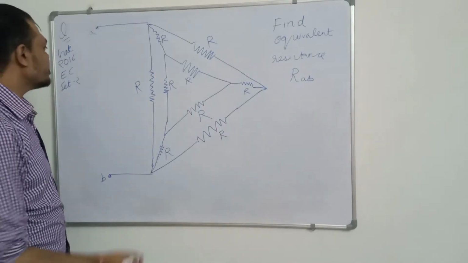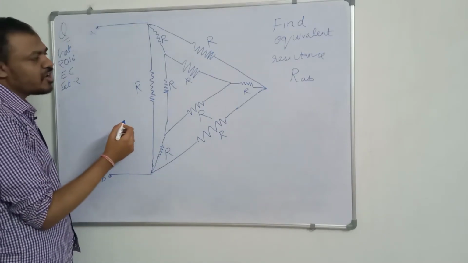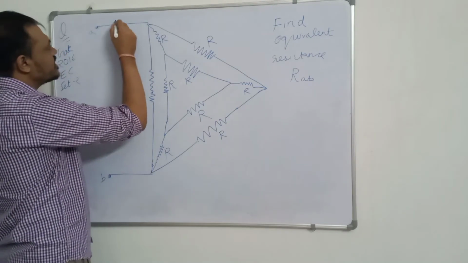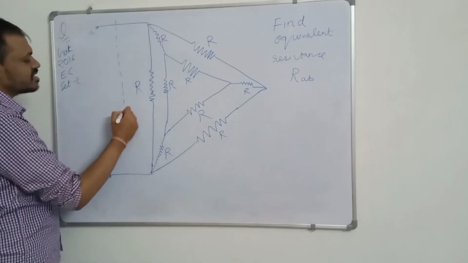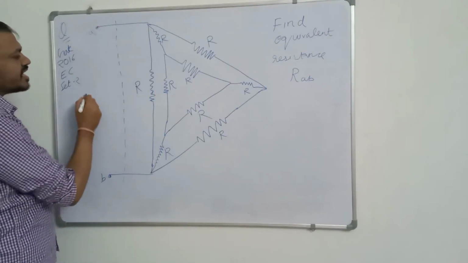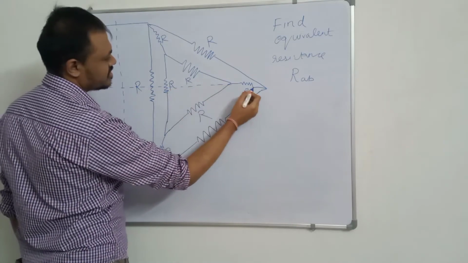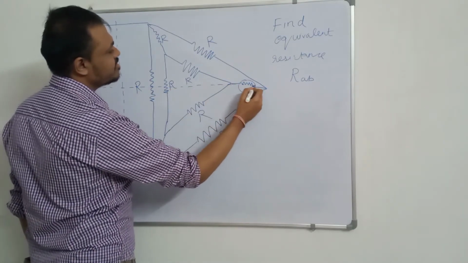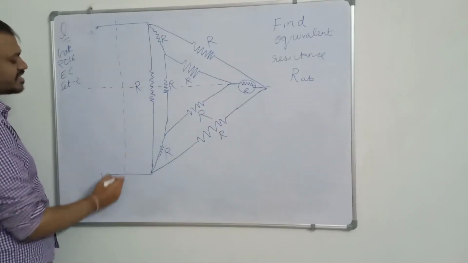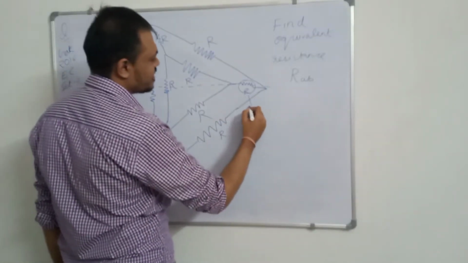The method to solve this is, first we have to see if there is any perpendicular symmetry or parallel symmetry. So this is the line of axis of the terminals A and B. There is a perpendicular symmetry because this resistance R is in perpendicular symmetry to the line joining these two terminals.